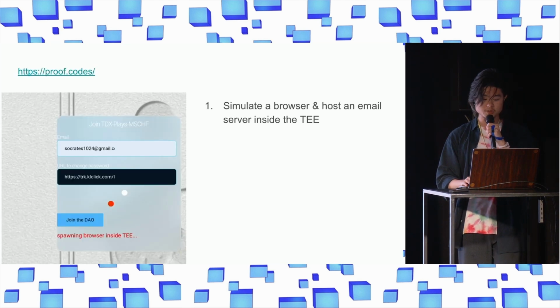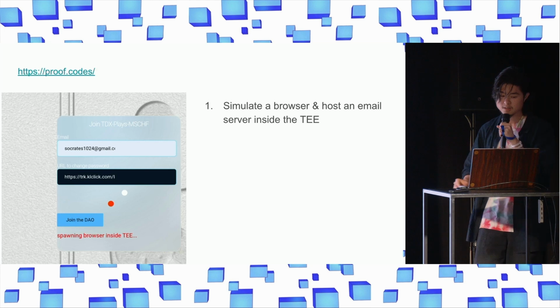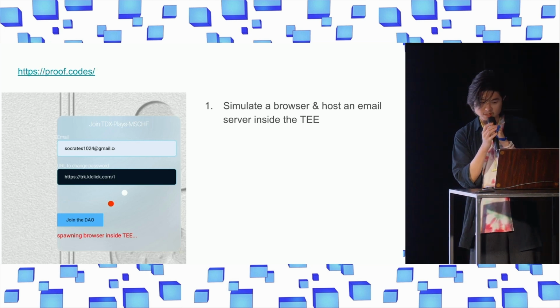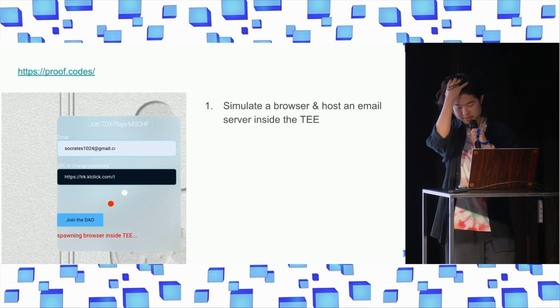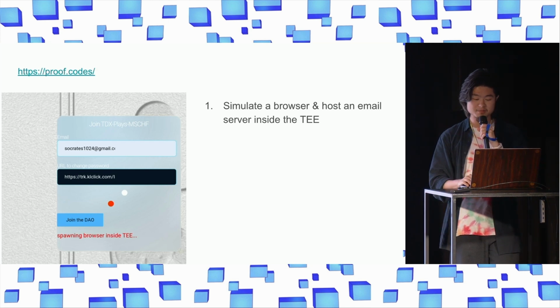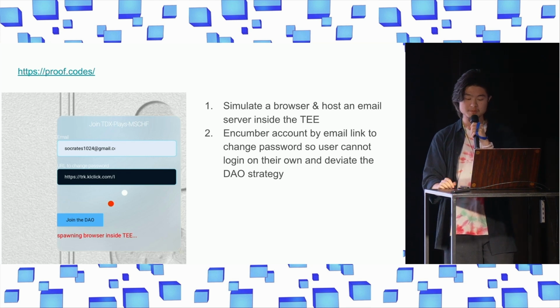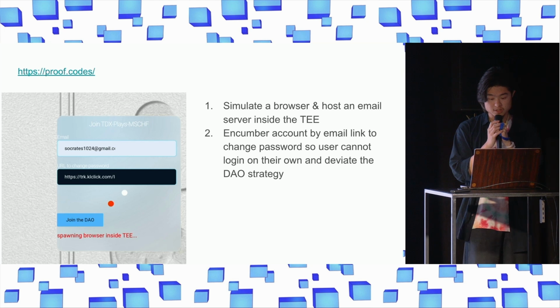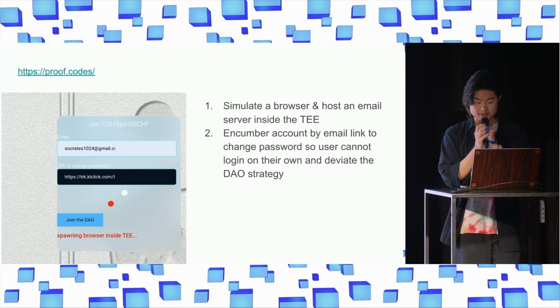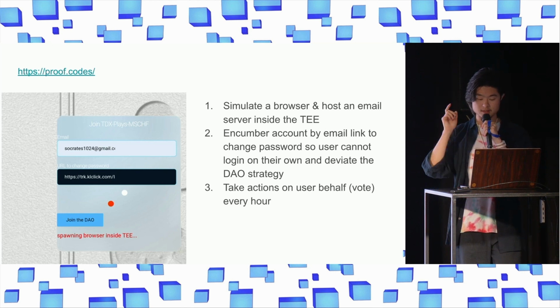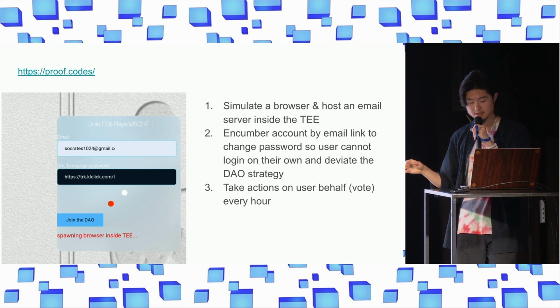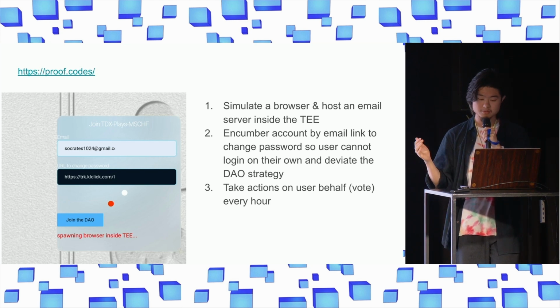However, since this is a Web 2 game, the DAO's implementation is a bit hard. By the way, you can visit proof.codes to see it. How we implement the DAO is essentially we simulate a browser and host the email server inside the TE, and then you encumber or delegate or take control over the user's account by an email link to change the password, so the user cannot log in on their own and deviate from the DAO strategy, which is to vote for others. Then inside the TE, you have an agent that takes actions on the user's behalf, which is to vote every hour for members outside the DAO. And all of those actions are done in the simulated browser.